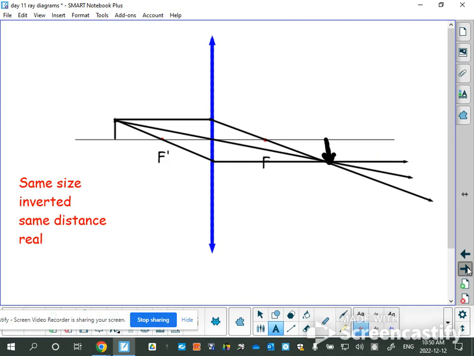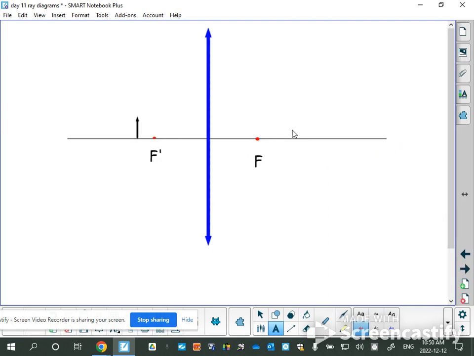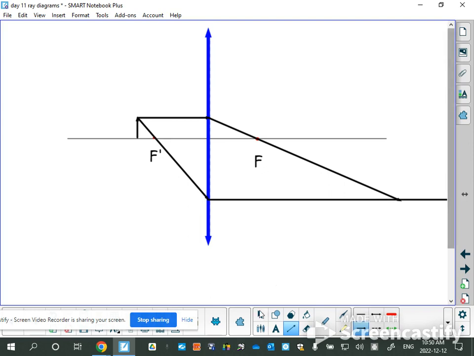Okay, we'll try our next one. Moved my arrow even closer. This should change my characteristics just slightly, but it doesn't change the rules. Rule number 1, straight on in, down through the focal point. Rule number 2, through the secondary focal point, then straight on out.